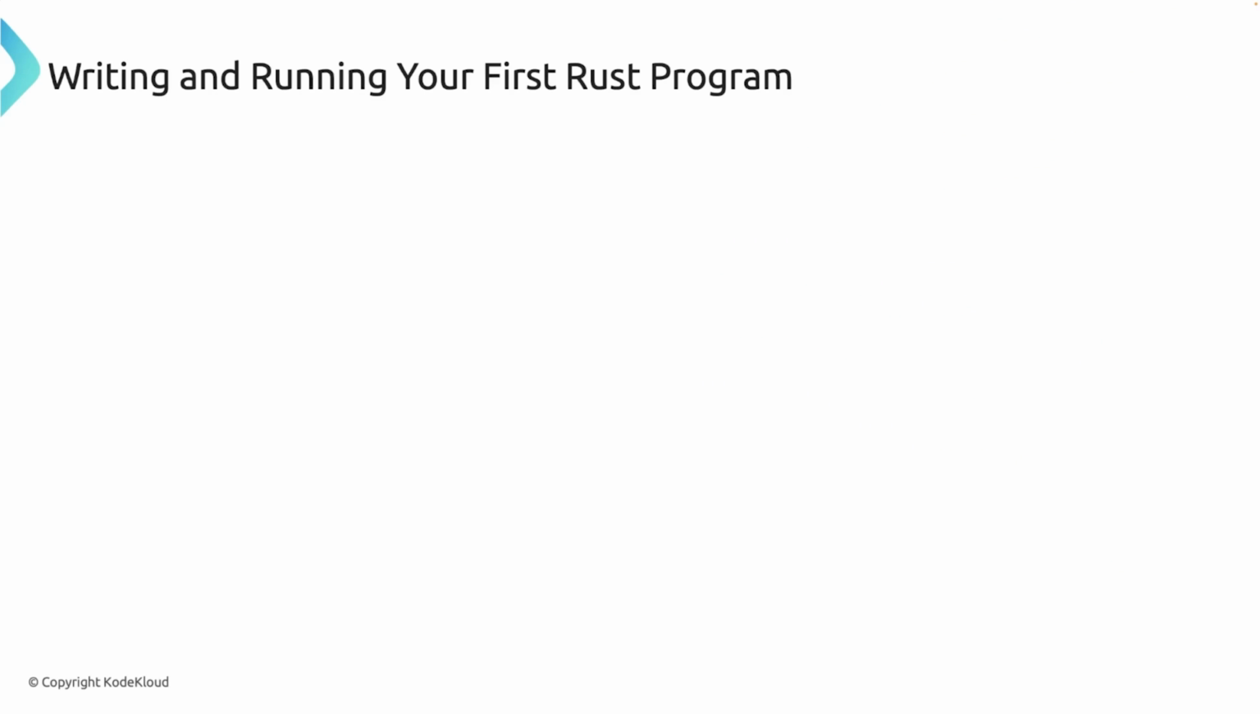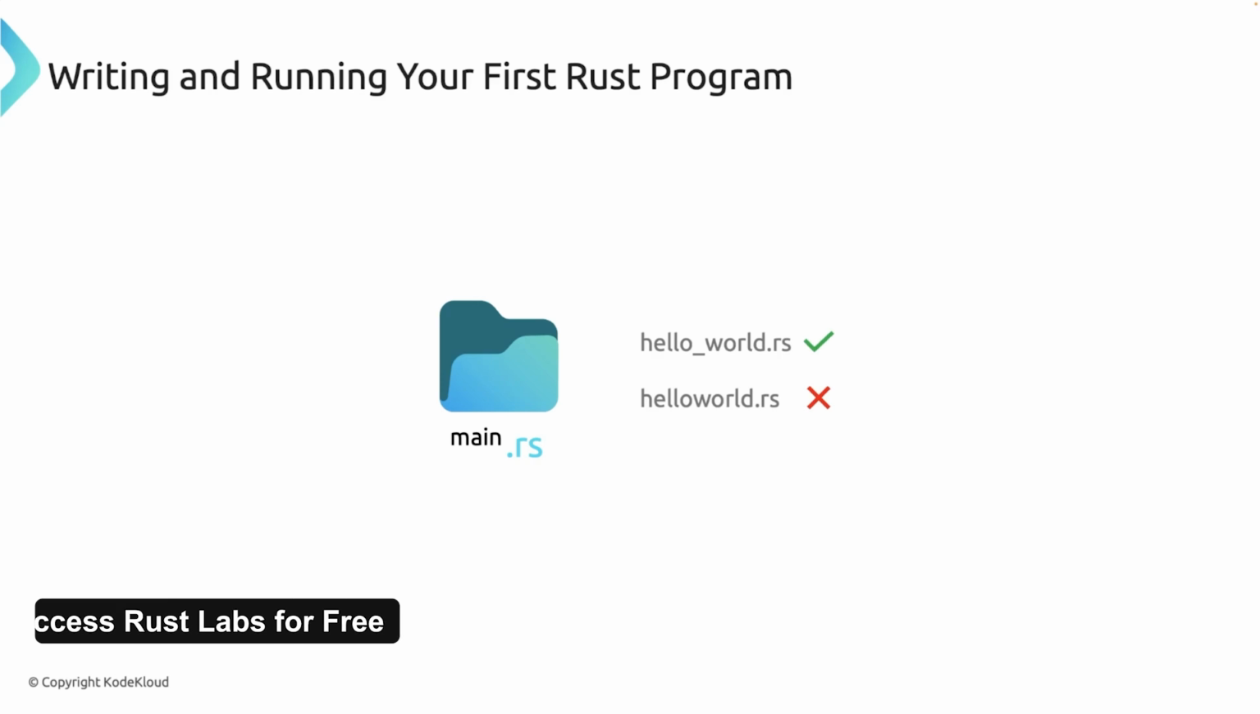In this, we're going to write our very first Rust program. So let's get started. First, let's create a new file for a Rust program and we'll call it main.rs. So remember, Rust files always end with the .rs extension. If you want to use more than one word in your file name, use an underscore to separate them, for example, hello_world.rs instead of helloworld.rs.